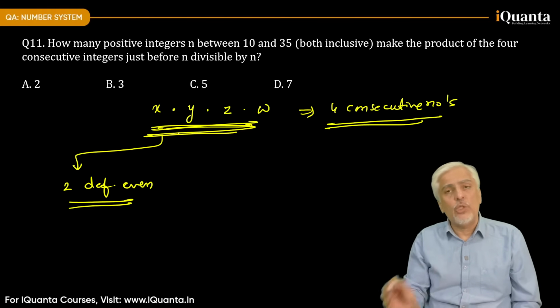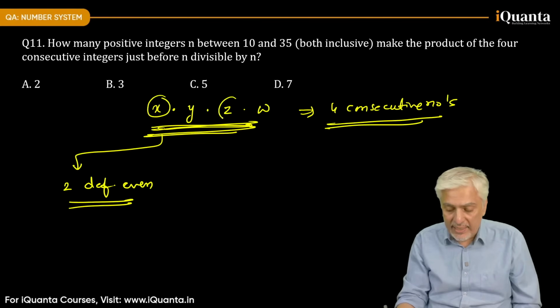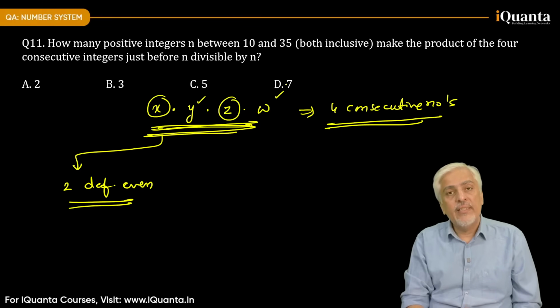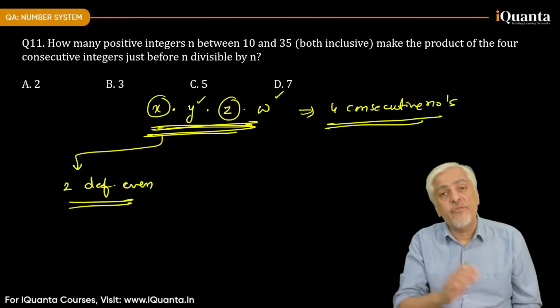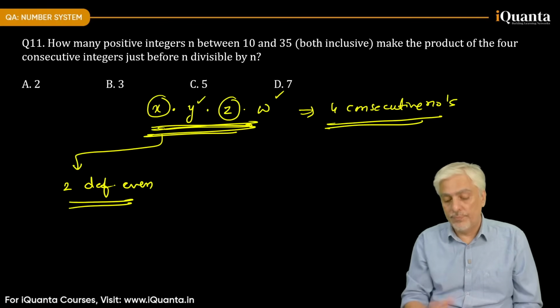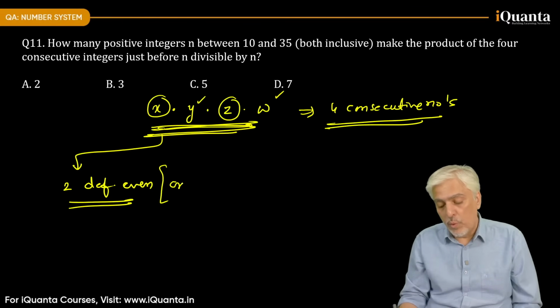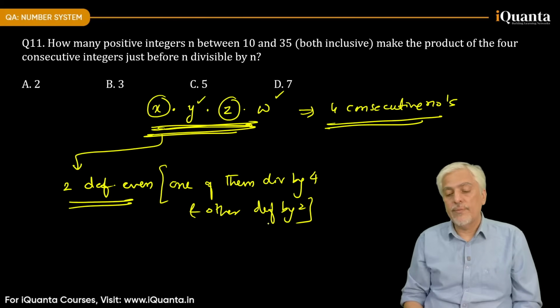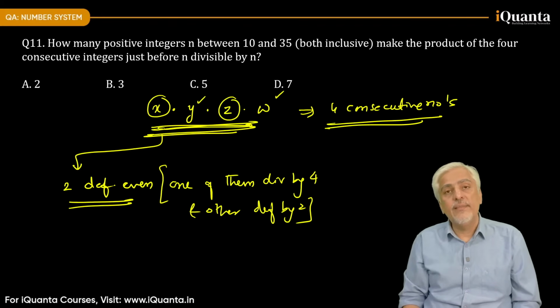And whichever 2 are even, it could be any 2 of them, one of them will be divisible by 4 and the other will definitely be divisible by 2. One of them divisible by 4 and the other definitely by 2. Clear till here? Check properly.